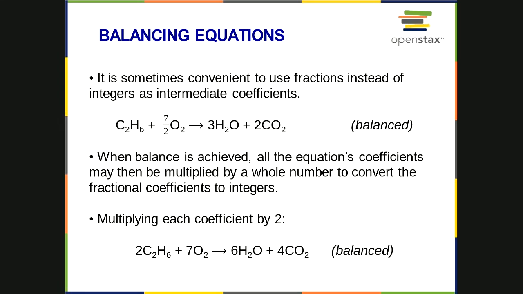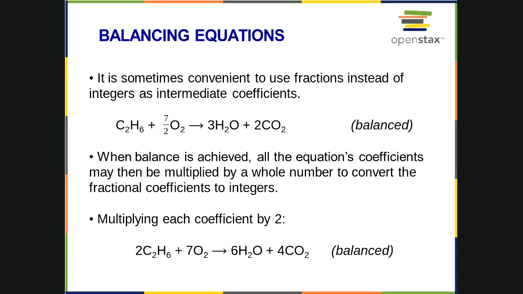Okay, so look at this example. It says C2H6 plus O2 yields H2O plus CO2. Now, in this particular case, we started to balance it. So someone added the 3 in front of the H2O to balance the hydrogens, and they put a 2 in front of the carbon dioxide to balance the carbons. So right now, the hydrogens are balanced and the carbons are balanced.